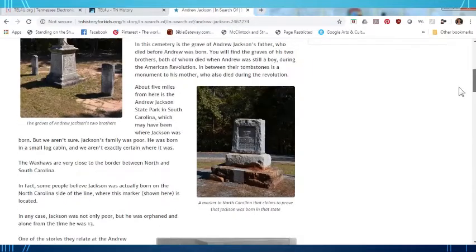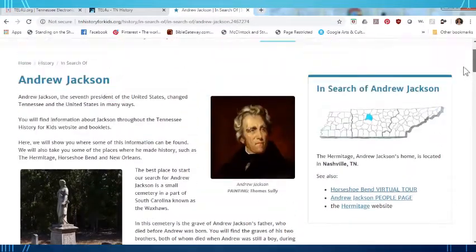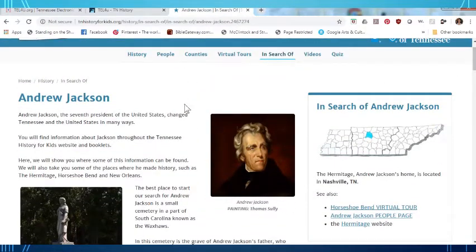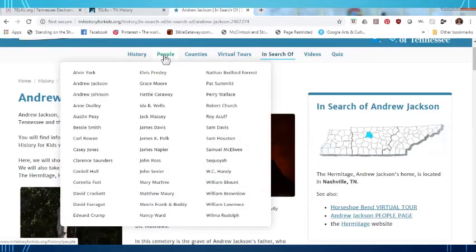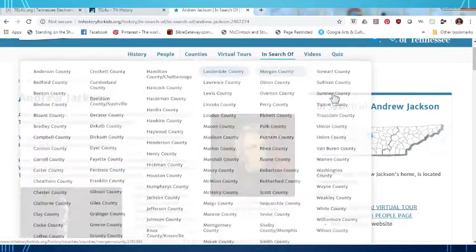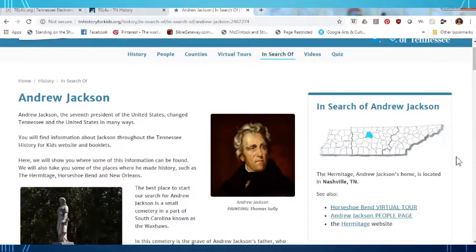The difference between this article and, say, one over here from the People article is that this one is more about kind of like a scavenger hunt of how you can kind of investigate Andrew Jackson, where the People article is just sort of a biography of Andrew Jackson.